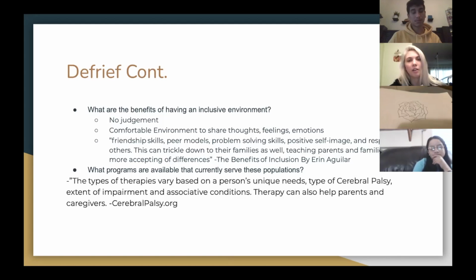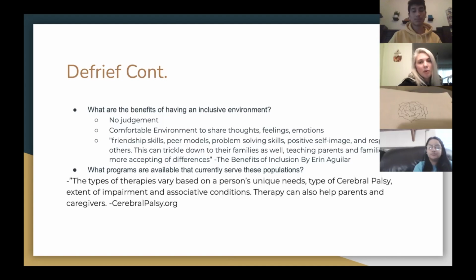And this can trickle down to their families as well, teaching parents and families to be more accepting of differences. He, in this article, was really talking about children, but he was saying it's general for all. When children are surrounded with people who have disabilities, it makes them more accepting. Being in an environment where everyone is welcome can build friendship skills, especially for people with a disability who maybe don't leave the house as much. If it's more severe, it can be a place to make friends and peers.